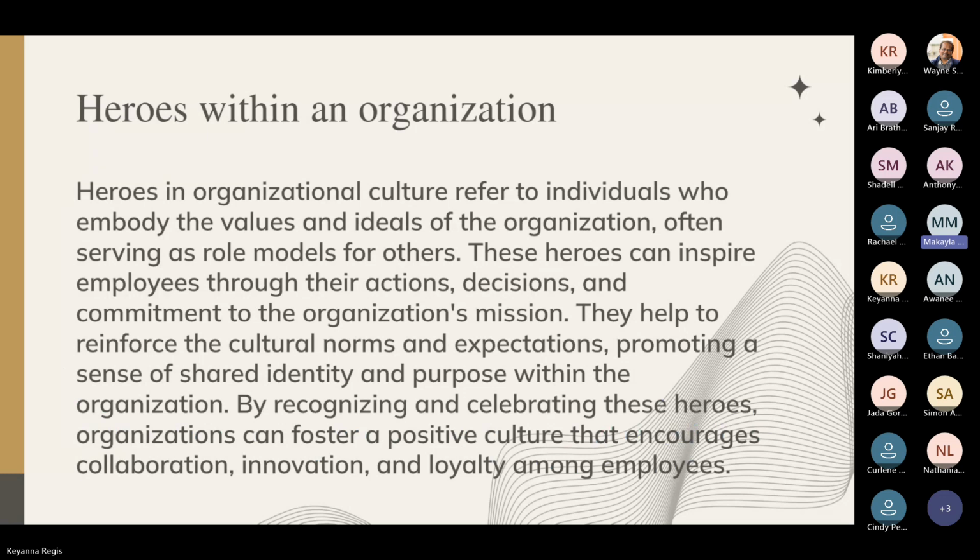Heroes within an organization. Basically, heroes in an organizational culture refers to individuals who embody the values and ideals of the organization, often serving as a role model for others. These heroes can inspire employees through their actions, decisions, and commitment to the organization's mission. They help to reinforce the cultural norms and expectations, promoting a sense of shared identity and purpose within the organization. By recognizing and celebrating these heroes, organizations can foster a positive culture that encourages collaboration, innovation, and loyalty among employees. Next slide, please.